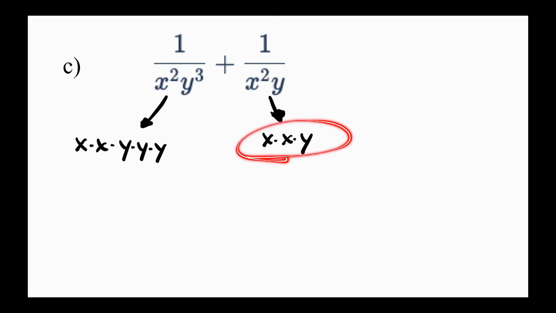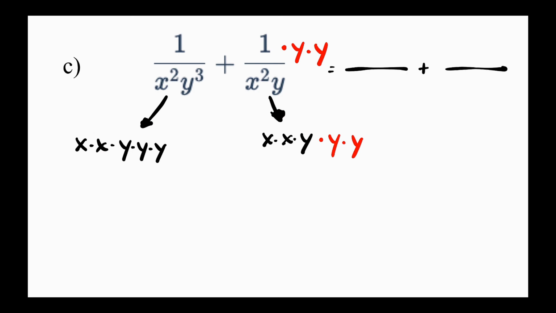This guy over here is missing a little bit. What is this guy missing? 2 y's. So we're going to put a y here and a y here. Also put them on top. Okay, so now the bottom is x squared, y cubed. X squared, y cubed.